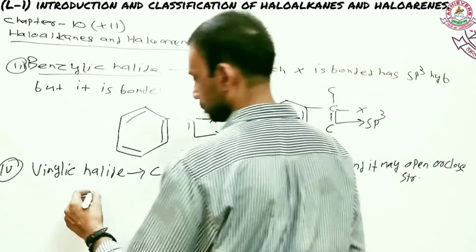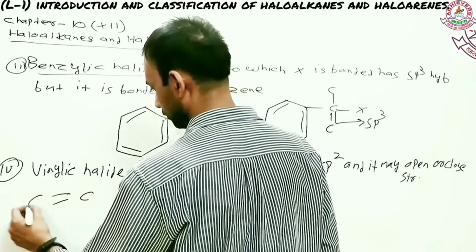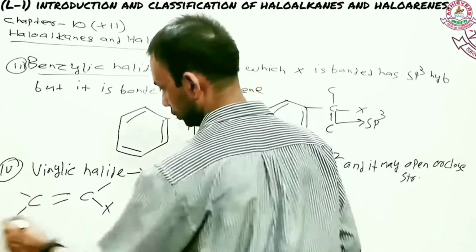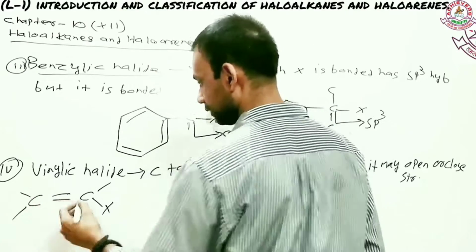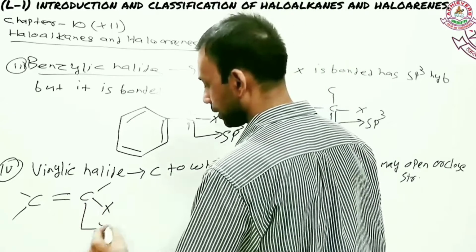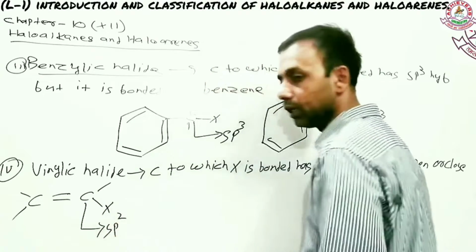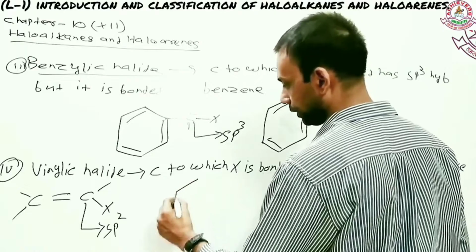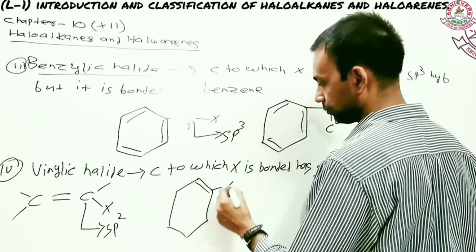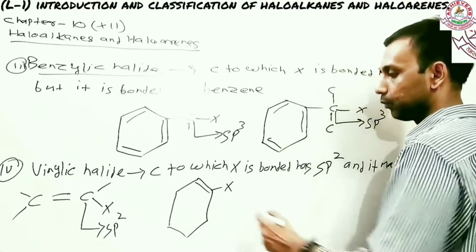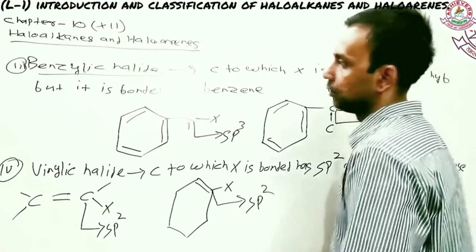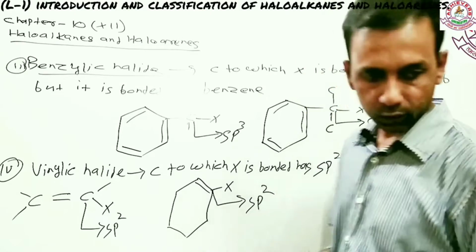Suppose this is what I'm talking about. So this is the condition where the carbon to which the halogen is bonded has sp2 hybridization. This one has sp2 hybridization. This is called vinylic. Another example that can be taken here is this one. So this is also a vinylic halide. Why? Because this one has a hybridization of sp2. Okay, we have one more sort here, so let's do that also.